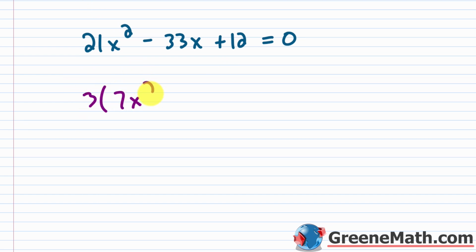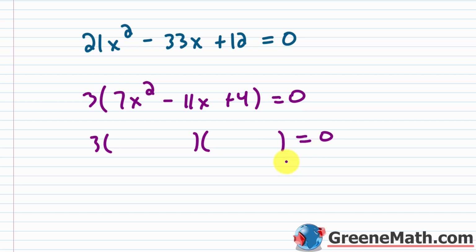Inside, you'd have 7x squared minus 11x plus 4. Set that equal to 0. And let's further factor this. We can get this into the product of two binomials. So this would be 7x, and this would be x.